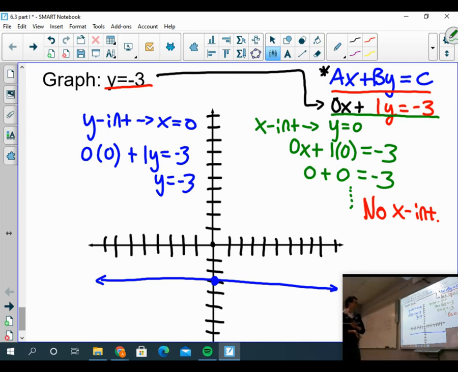Y will always be negative 3, which is why we have this horizontal line. No matter the x value, whether 1 billion or negative 200 billion or anything in between, your y value will always be negative 3. Hence, the graph of it is a horizontal line at negative 3. The shortcut, when you see a linear equation like y equals negative 3, you can automatically jump straight down to that y value, go, oh, y equals negative 3. Okay, I go to my y-axis, go down negative 3, and draw a horizontal line there.